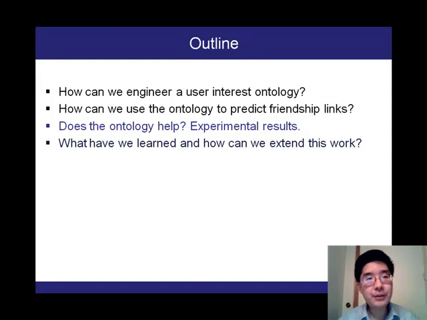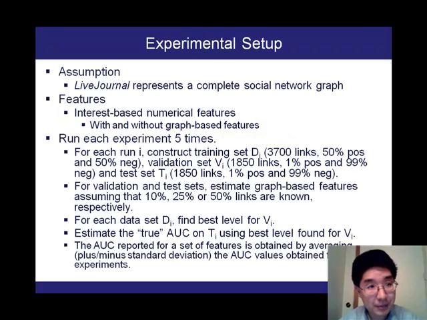So now for our experiments and results. Does the ontology actually help? What we've assumed is that LiveJournal represents a complete social network graph. And the features of this graph include interest-based numerical features with and without our graph-based features. What we've done is to run every experiment 5 times. In each replication, i equals 1 to 5, we construct a training set D_i that has 3,700 links that are drawn from a more evenly skewed distribution, that is not representing the original distribution of 1 to 99, but 50% positive and 50% negative.